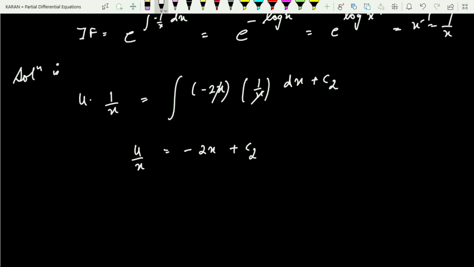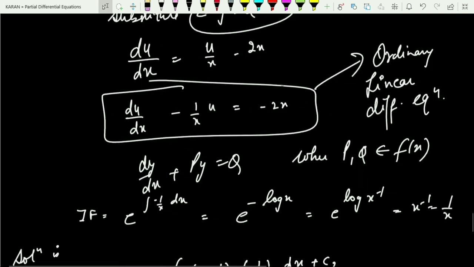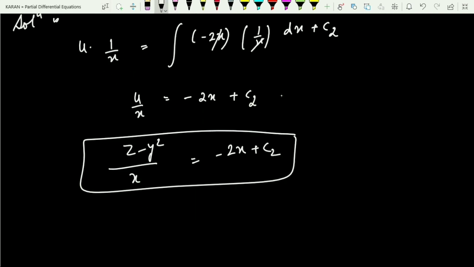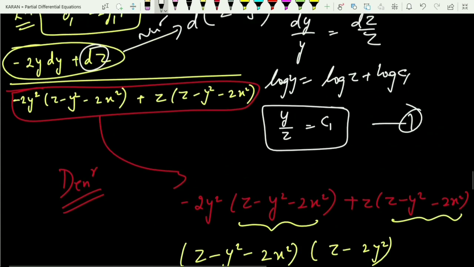And what is u? Now just substitute the value of u. So u is z minus y square, so z minus y square divided by x is equal to minus 2x plus c2. Mark this as equation number 2. We have already found the first solution, that was from equation number 1, already marked here, right?